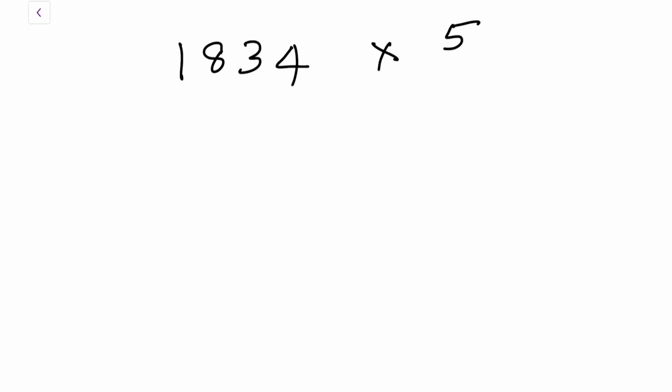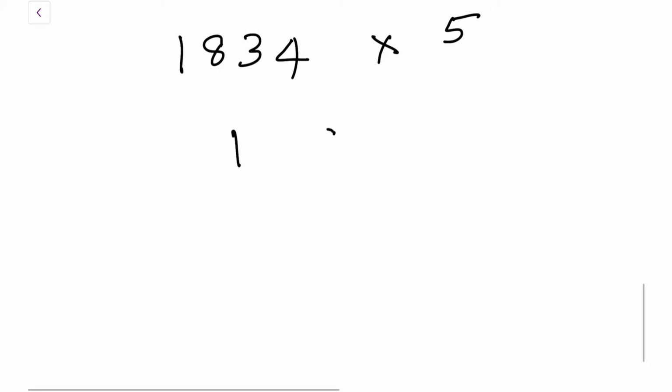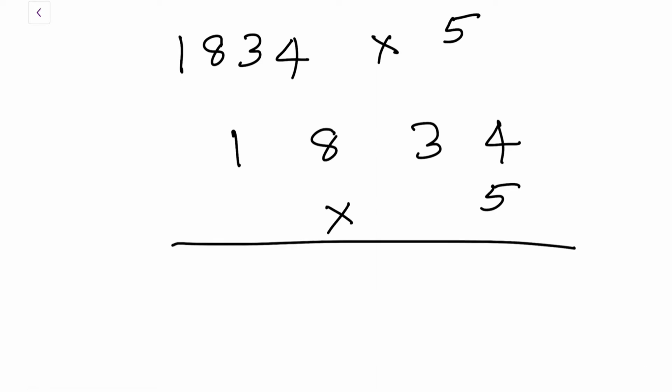Here's another example. As I work out these steps, I want you also to do it by yourself in your notebook. Let's try it: 1834 into 5. How do we do this? The multiplier is 5, the multiplicand is 1834, and the answer you get is called the product.